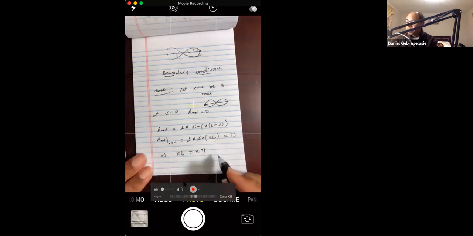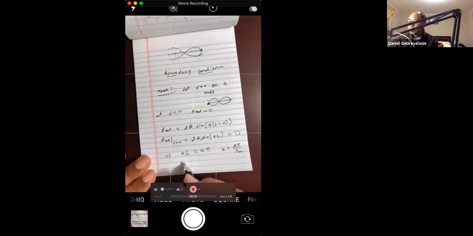But remember, k is 2 pi over the wavelength. Let me put n over here. So I've got 2 pi over lambda_n times L equals n pi. There's L over here. Pi cancels out. We get the following condition: lambda_n equals 2L divided by n.